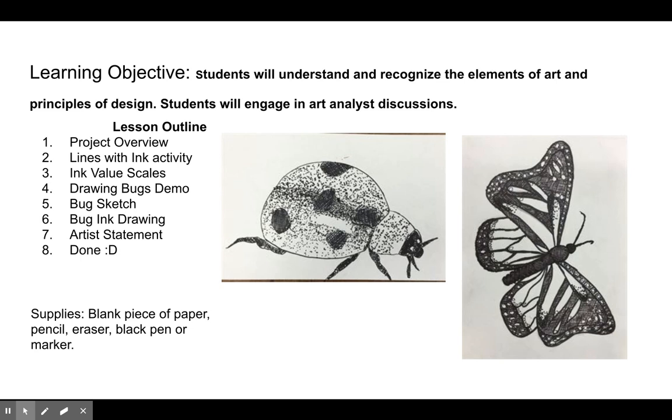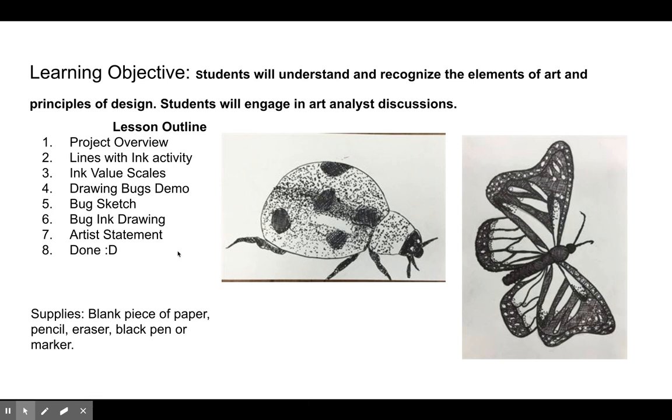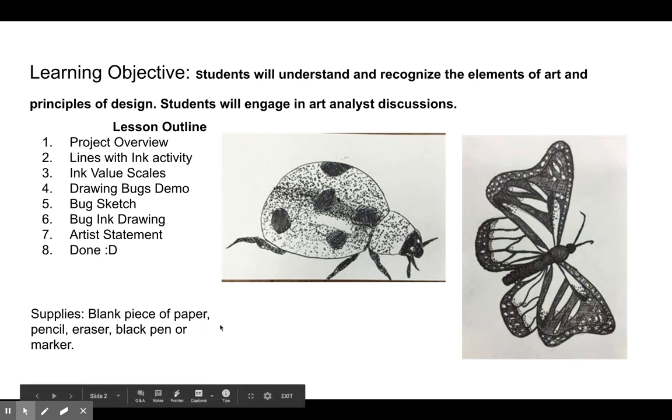So it's good to sketch sometimes. That way you can have a plan for what you're doing. And then as always, you're going to have the artist statement at the end where you explain all the steps you took to create your project for me. I have the supplies down here at the bottom. So you're going to need a blank piece of paper, a pencil, eraser, and a black pen or marker. That's up to you. You can use both if you'd like.